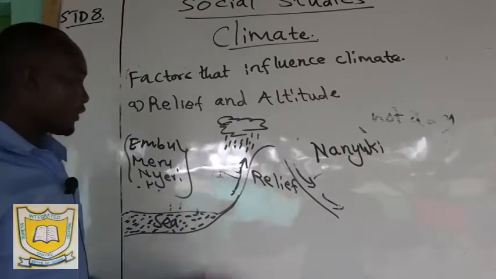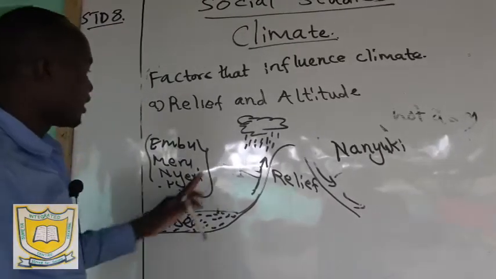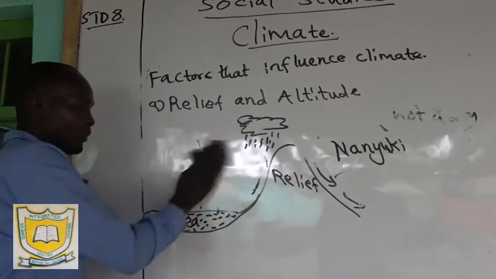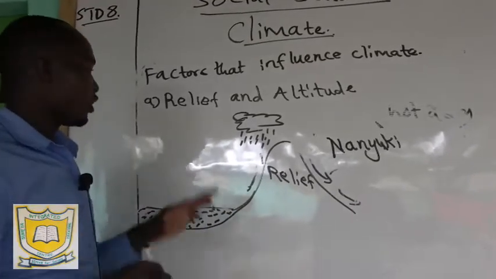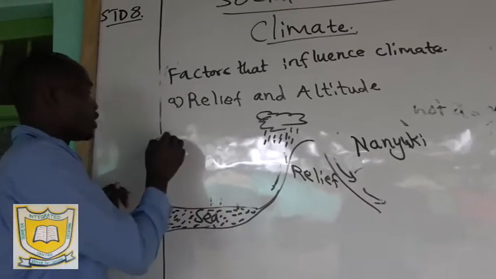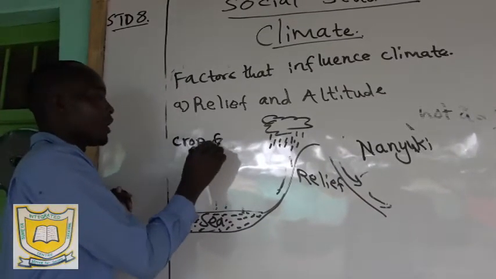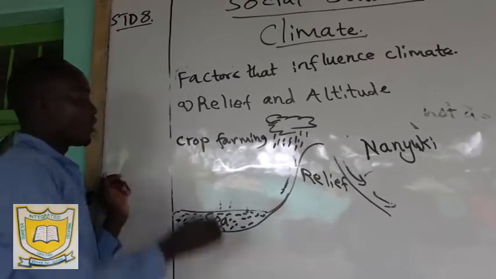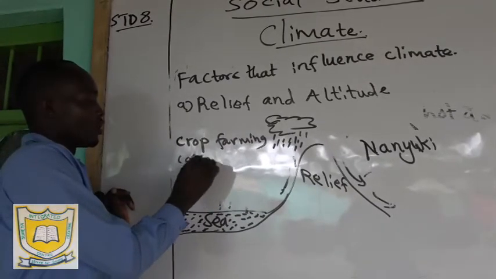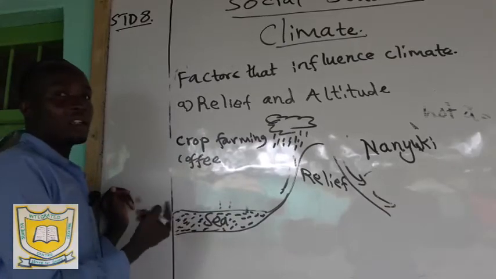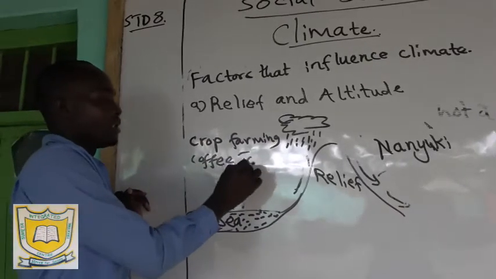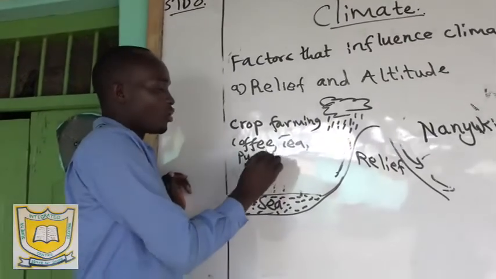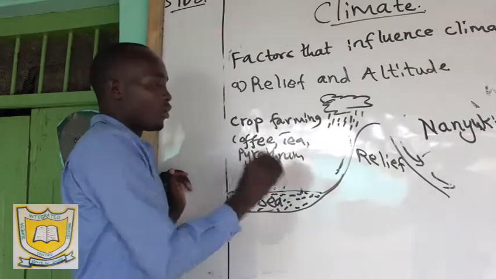Now, we have said that we have a lot of rainfall on the windward side. So the economic activity we can carry out here is crop farming. Farming generally can be practiced in this area. For example, we can grow coffee because this is a highland area that receives a lot of rainfall. We have tea. Then also we have pyrethrum. Pyrethrum is also grown here, highland crops.